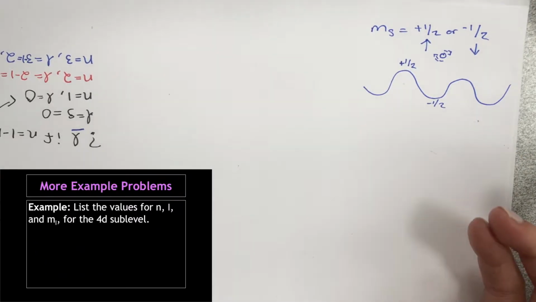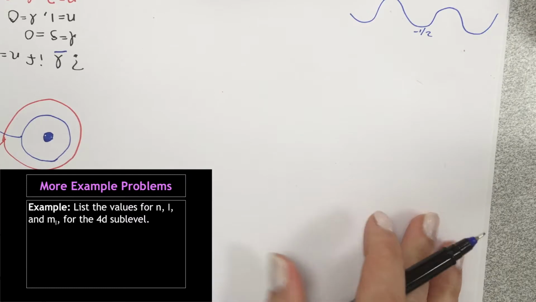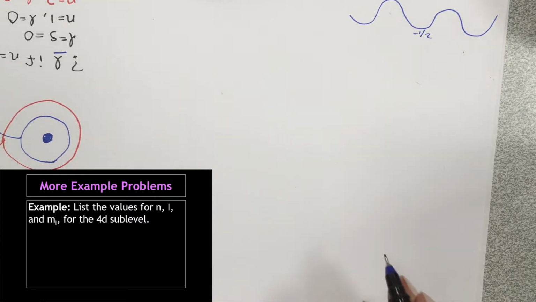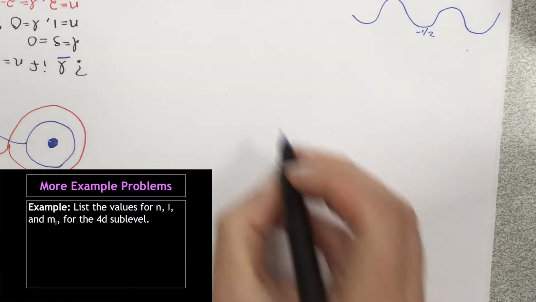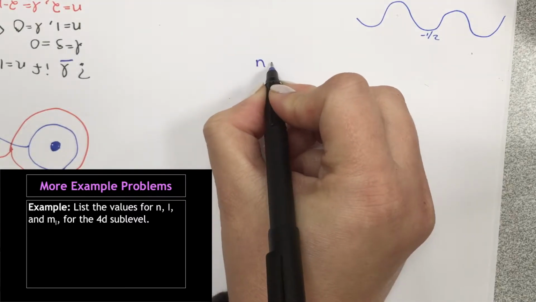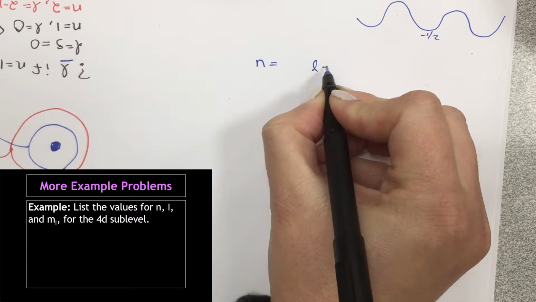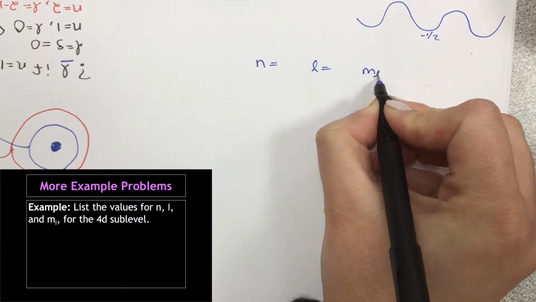So let's do some example problems. This might help you, okay? List the values for N, L, and M sub L for the 4D sublevel. So it wants N, it wants L, and it wants M sub L.